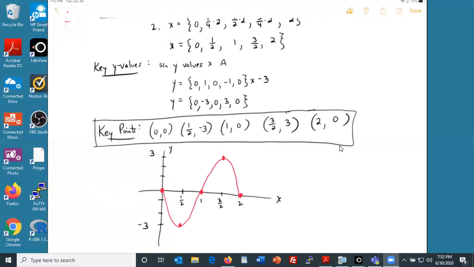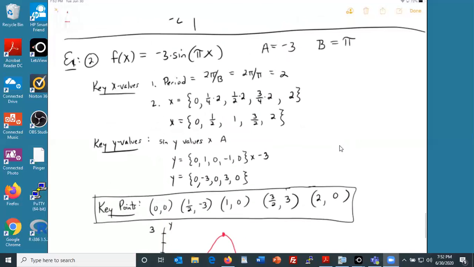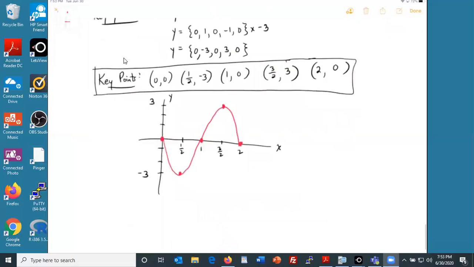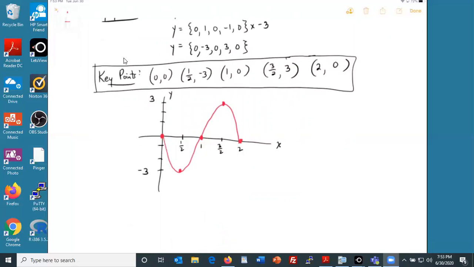And that looks like a negative sine function, right? Because the problem was -3 times sine. So this is a negative sine equation, and when we plot it, we get a negative sine looking graph. Okay?